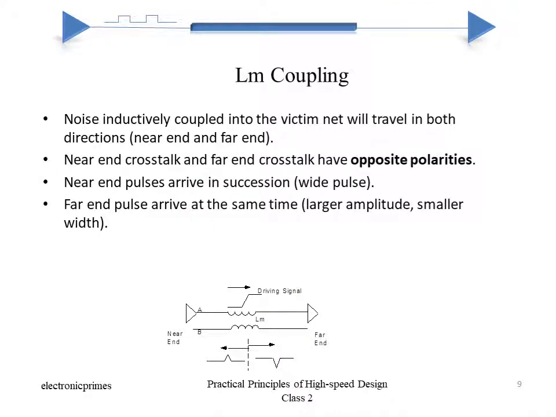Mutual inductance coupling. Noise inductively coupled in the victim net will travel in both directions, that is, near end and far end. Near end crosstalk and far end crosstalk have opposite polarities, and near end pulses arrive in succession like wide pulses. Far end pulses arrive at the same time with larger amplitude and smaller width. As you can see in the diagram, there is a near end and far end with a driving signal where you can see a mutual inductance is formed.